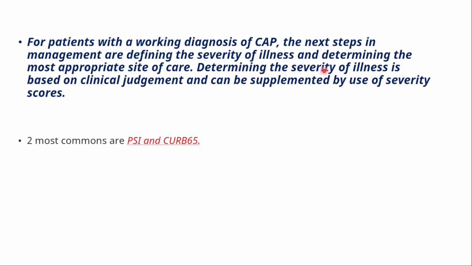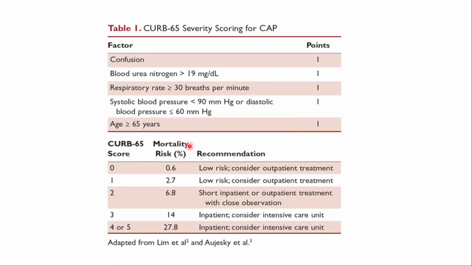Determining the severity of illness is based on clinical judgment, and it can be supplemented by the use of severity scores. We have two different scoring systems. One is the Pneumonia Severity Index, and the other one is CURB-65. Here we have CURB-65. All of these factors are 1 point, and if the patient has 2 or more points, we consider inpatient treatment.